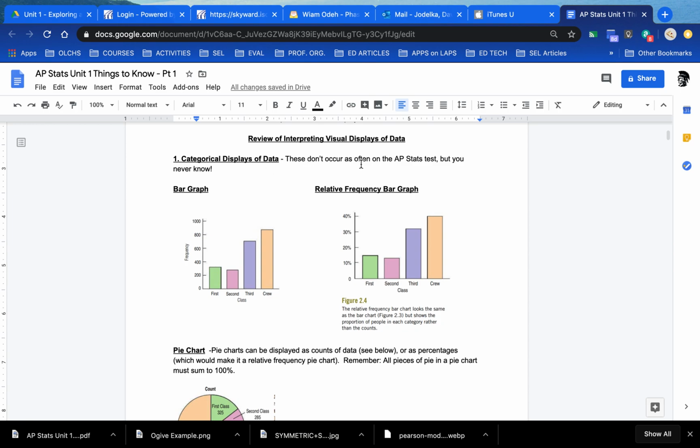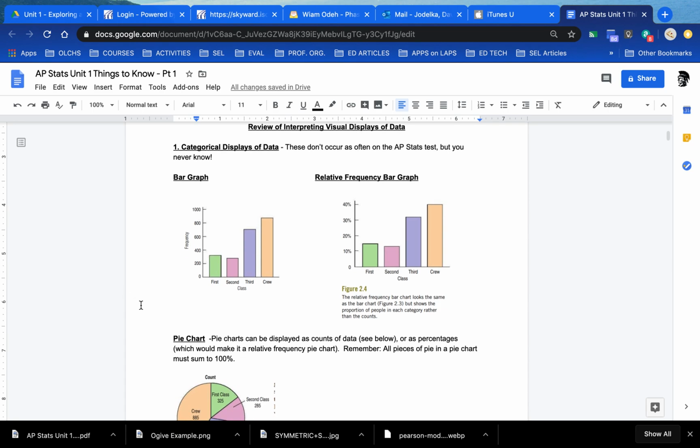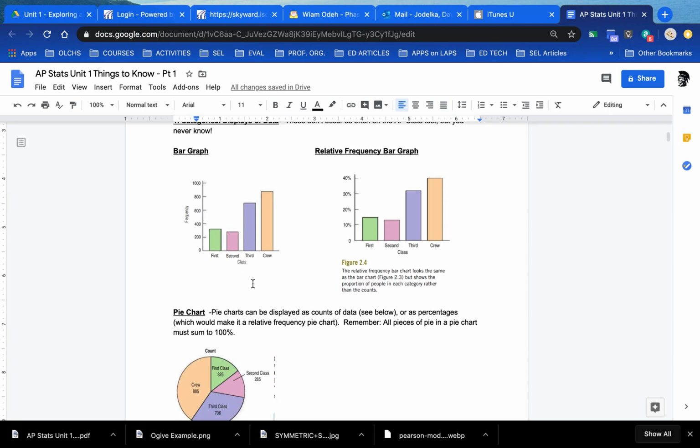And again, I wrote here, these don't show up that often, but you never know. And just again, to get your brain thinking. A key thing I'm going to talk about with you is the difference between a regular picture and what's called a relative frequency picture. And this little caption here helps explain that in a relative frequency, you're basically looking at percent.